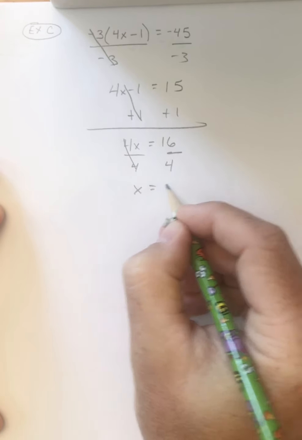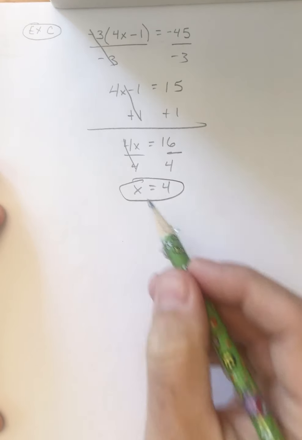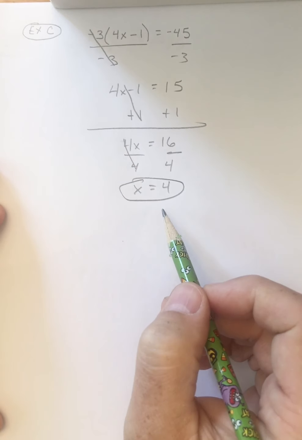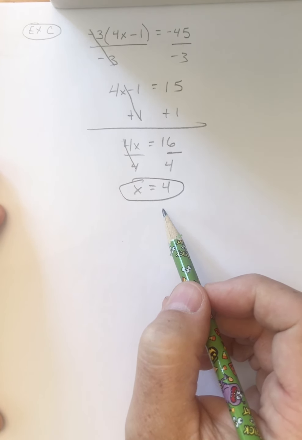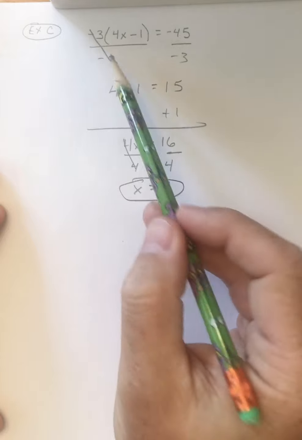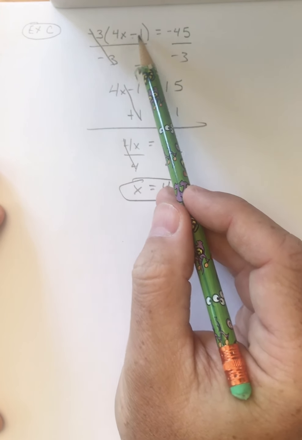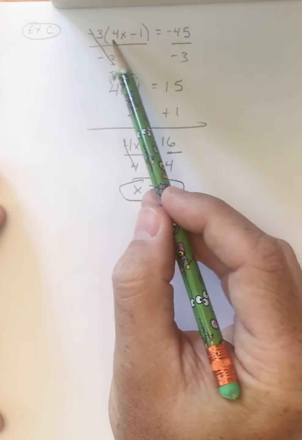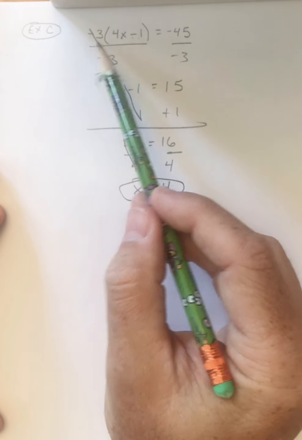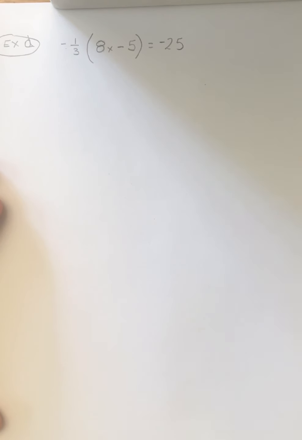And x equals 4. Now don't forget, every time you get one of these answers, you can go ahead and plug it back in there and see if it works. If it doesn't work, then there's a problem. Again, if I plug this in, 4 times 4 is 16, minus 1 is 15, so this is 15 in the parentheses. Negative 3 times 15 is negative 45. I know I have that right.